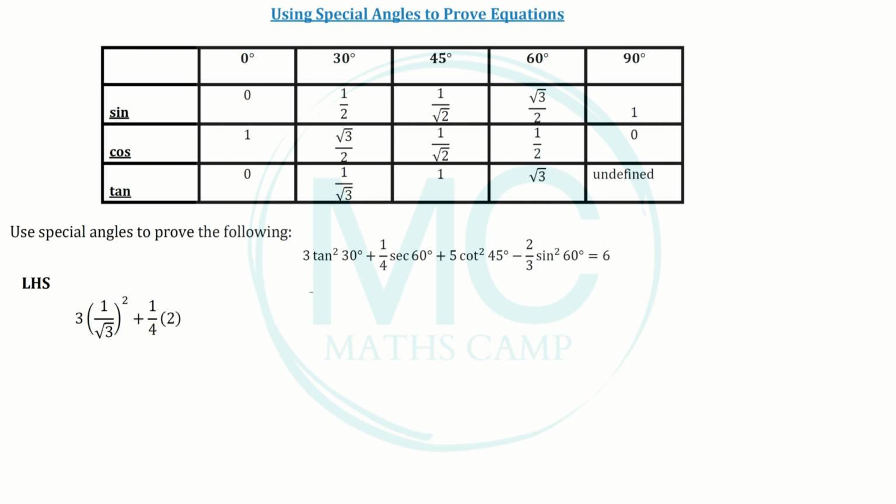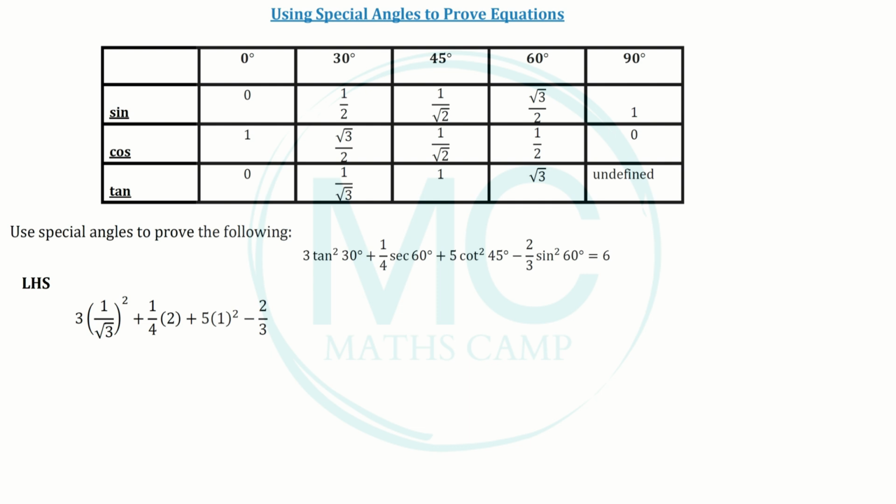Now we're going to say plus 5, and now we need the value for cot squared 45 degrees. Cot is the reciprocal of tan. Tan 45 degrees is 1, which means cot 45 degrees is 1 as well. We can put this into a bracket. We're looking at cot squared, so let's square our bracket as well. Now we say minus 2 over 3 multiplied by sine squared 60.